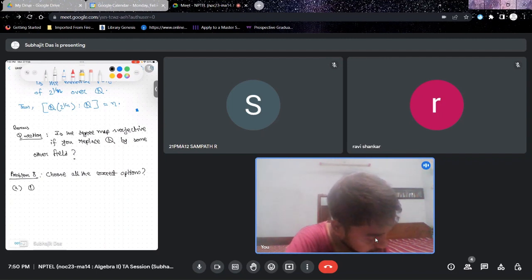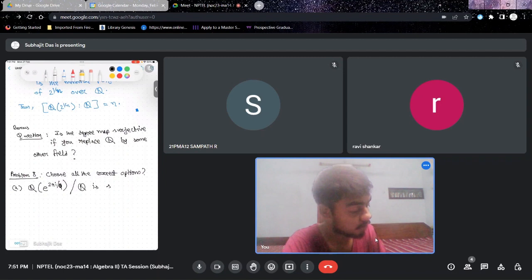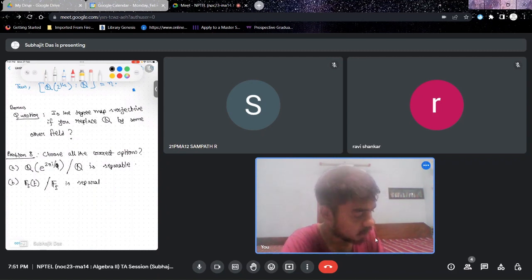Statement A is Q adjoined with e to the power 2 pi i by 5 or 9 over Q is separable. So is option A correct? You guys think about this. Let me write option B, but is option A correct? Anyone?